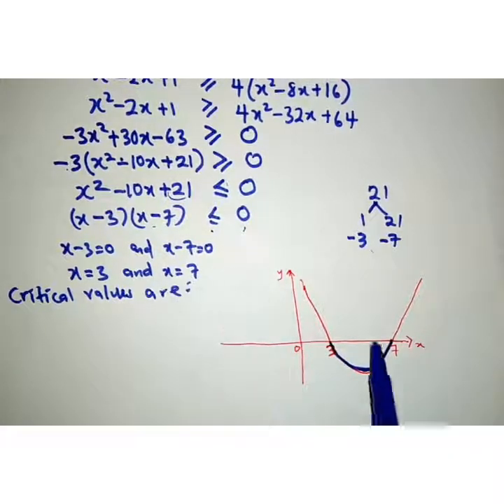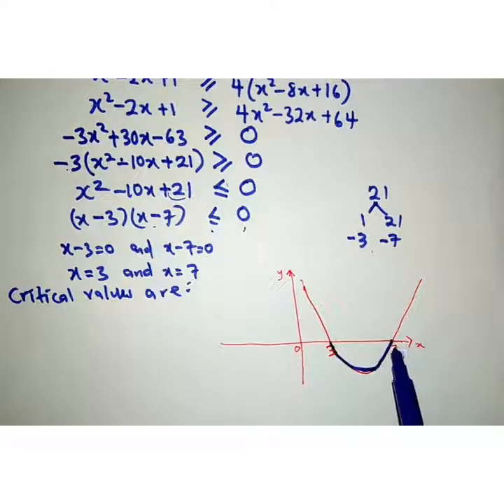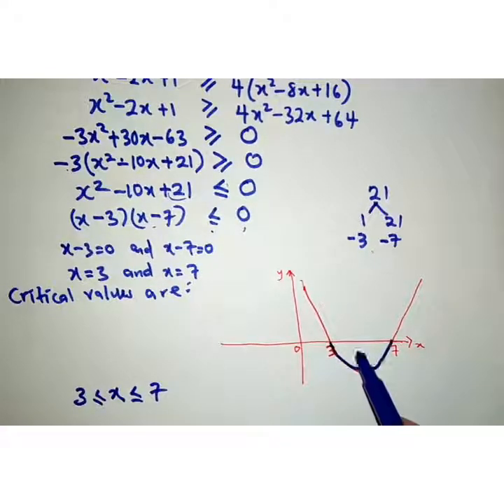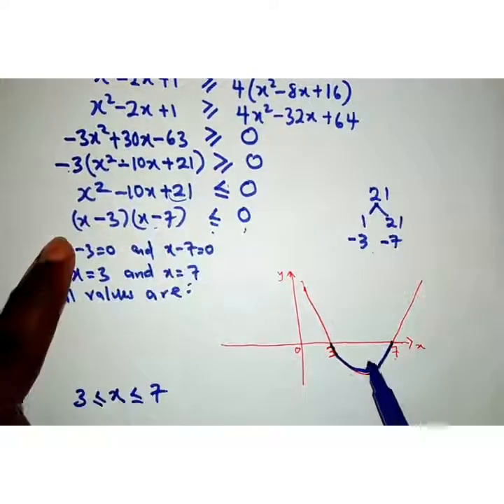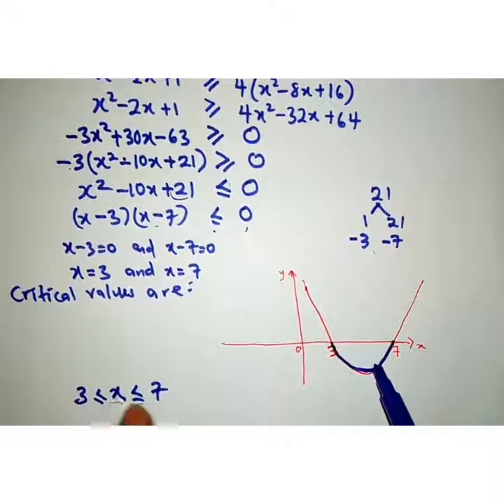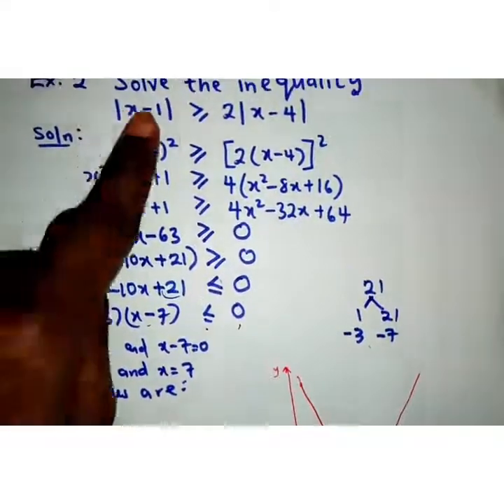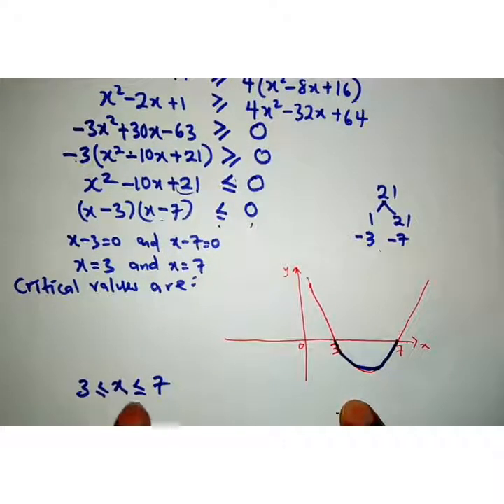And so the region that satisfies the part where this curve is less than or equal to 0, that is where this curve is below the x-axis, is 3 less than or equal to x less than or equal to 7. So the values of x that satisfy this inequality is x between these two values. So the solution to our inequality is x lying between and including 3 and 7.